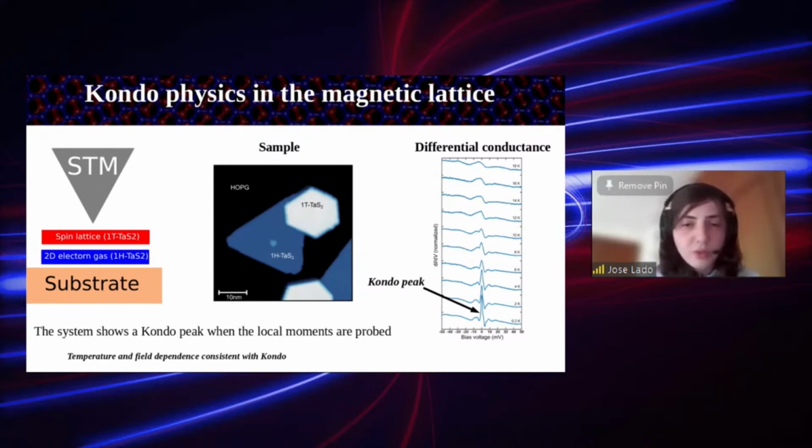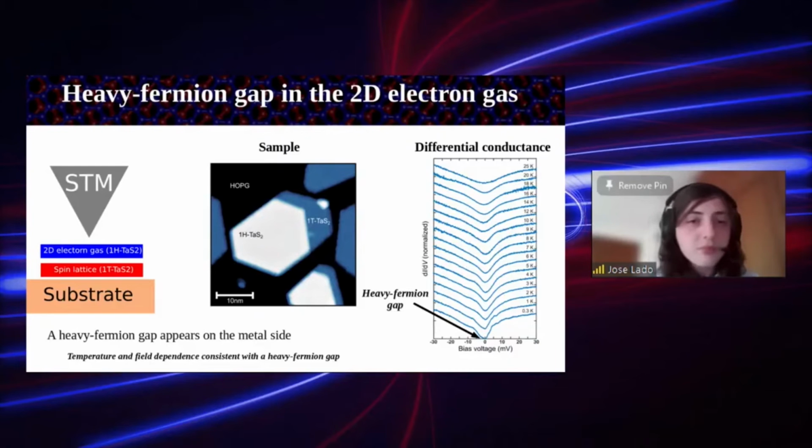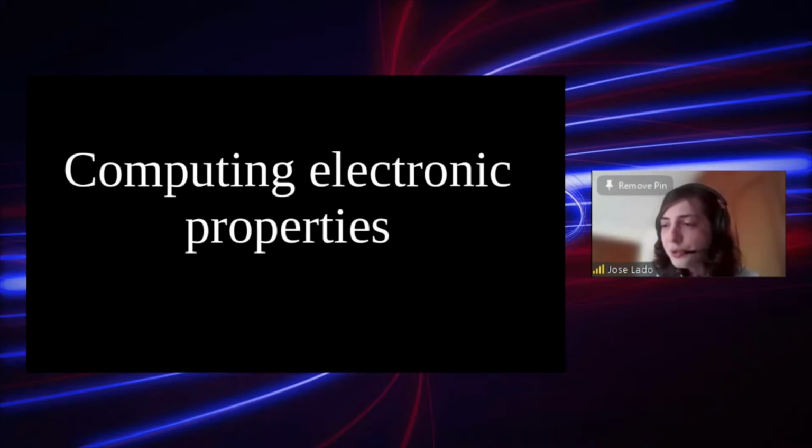And then when we grow the opposite heterostructure, with the 1H on top, we go with the STM, and we see the appearance of a heavy fermion gap. Just to emphasize, we looked at the magnetic field dependencies and temperature dependencies, and all the phenomena that we observe are compatible with the heavy fermion phenomena that is known in rare earth systems. So this is everything that I wanted to show you on the physics side.